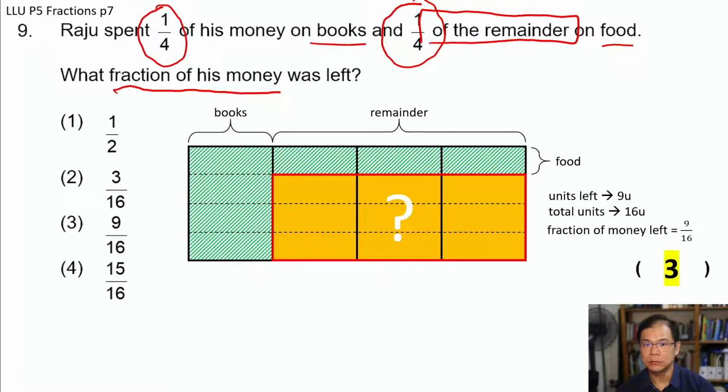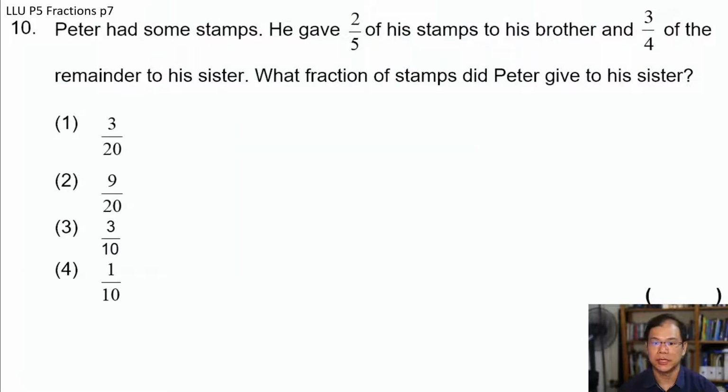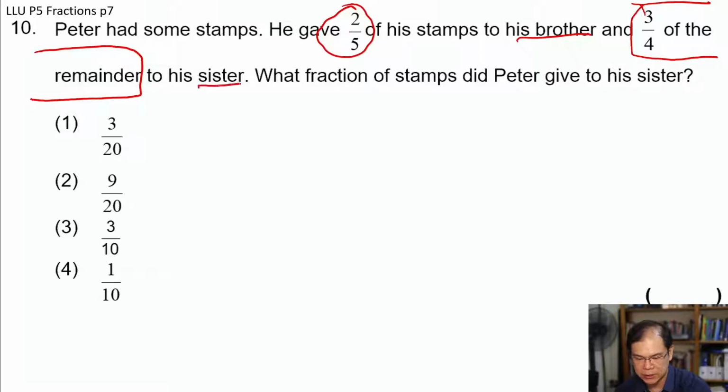Okay, let's move on to the next question. Question 10, also on page 7 of the worksheet. Peter had some stamps. He gave 2 out of 5 of his stamps to his brother. So 2 out of 5 to his brother. And 3 out of 4 of the remainder to his sister.